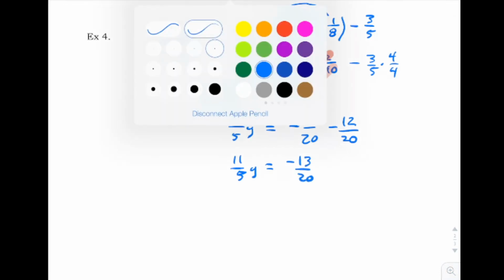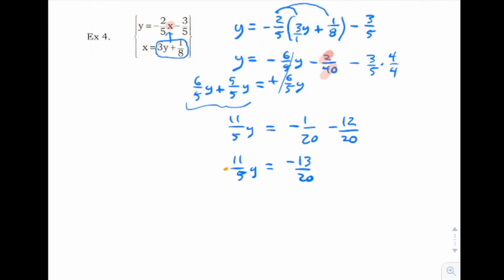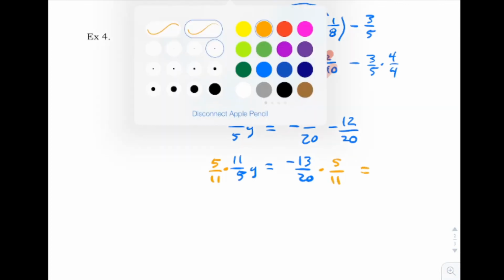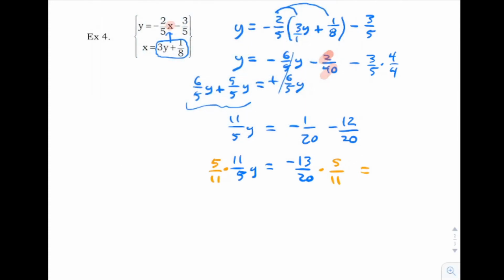And now, in order to finish solving for y, I should multiply both sides by the reciprocal. And I'm getting y equals negative 65 over... 20 times 11 would be what, 220? Oh, wait, I should cross cancel. What am I doing? Cross cancel: 5 goes into 5 once, 5 goes into 20 4 times. That's better. So I got a negative 13 over 44. That's my solution for y.